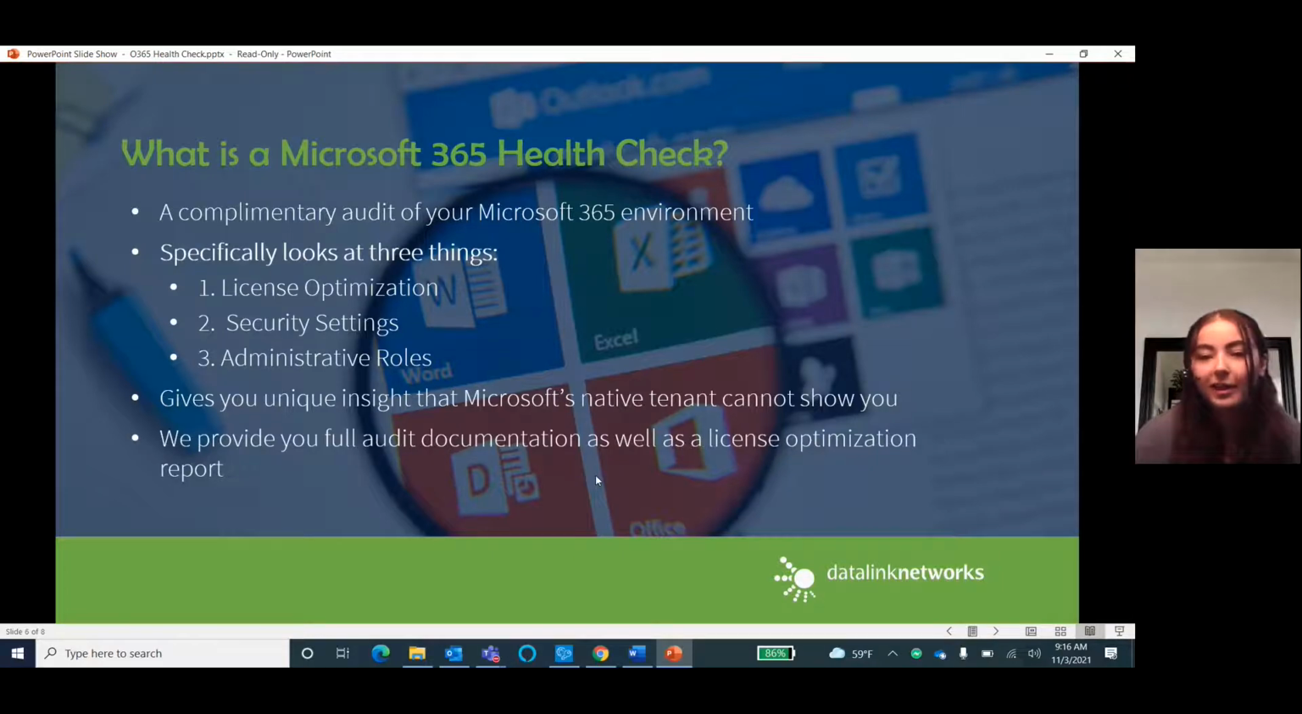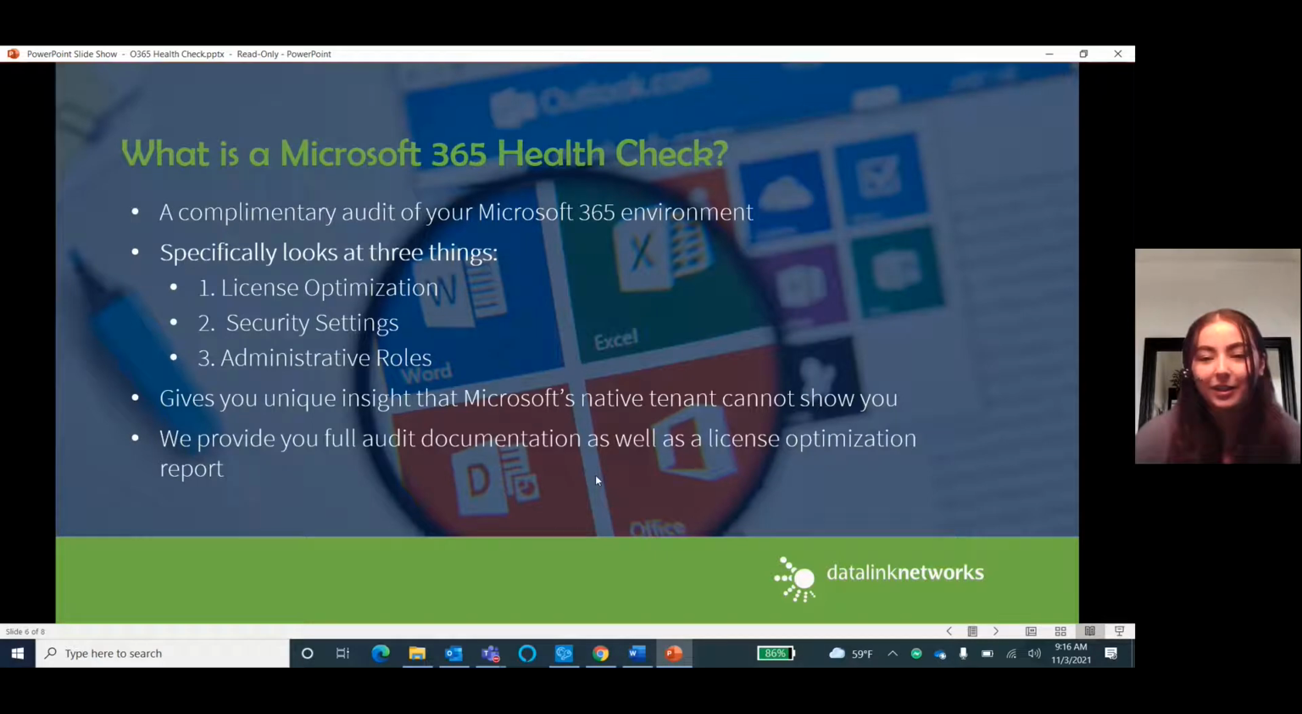And when we're talking about auditing or the health check, what is that? So the audit that we do of your Office 365 or Microsoft 365 environment, where we do everything. So we'll take a look at your security settings and your administrative roles. And what this is going to do is give you a unique insight to your tenant that Microsoft, your native tenant, isn't going to show you. Microsoft doesn't really care if you want to save money. They want to keep taking your money, but we want to save you money, and we know you want to save money.